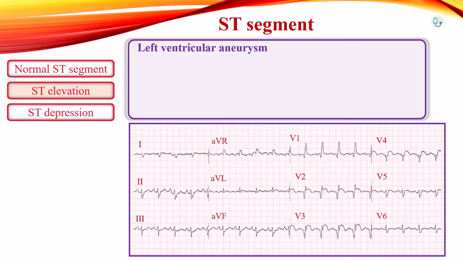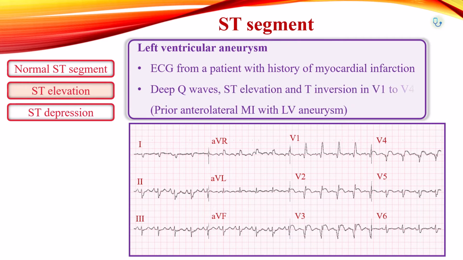This EKG is obtained from a patient with previous myocardial infarction. Deep Q waves, ST elevation and inverted T waves can be observed. This pattern suggests the presence of a left ventricular aneurysm due to a prior anteroseptal myocardial infarction.